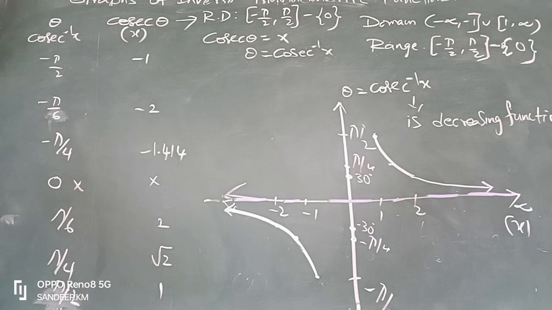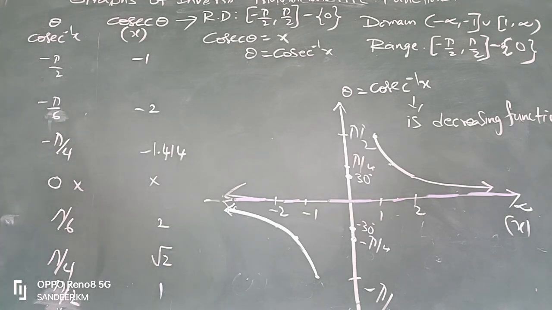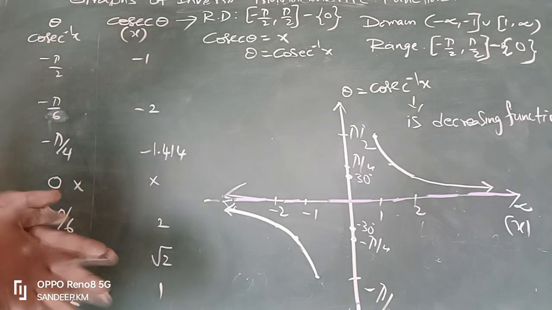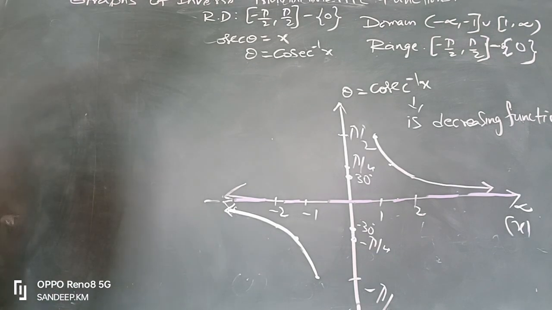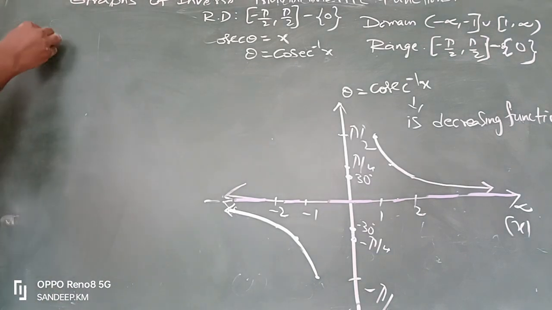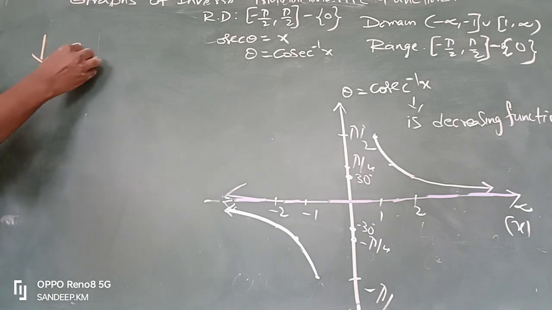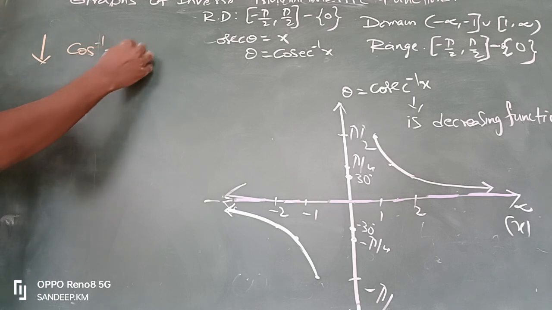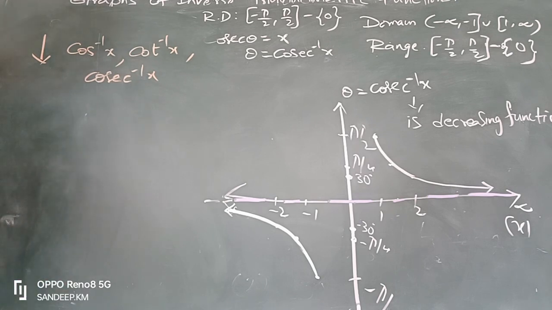So therefore, final conclusion. Who are the increasing functions and who are the decreasing functions? This is very, very easy. You will never forget this. It's very easy to remember. First of all, who are the decreasing functions? The functions which start with the letter C: cos inverse x, cot inverse x, and cosec inverse x. These three are decreasing functions. When input increases, the output decreases.